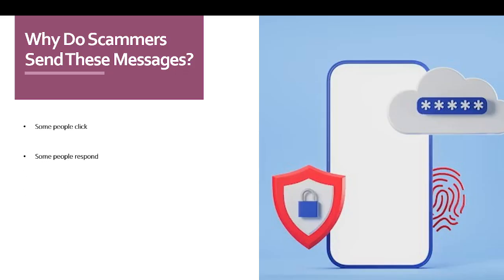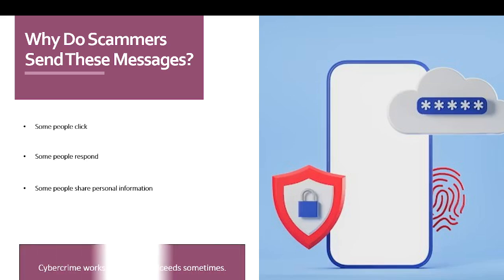Mostly, some people respond, not just click. Some people respond to their messages. Some people also share their personal information after clicking and responding to their messages. Some people also just dance to their tune. But the question is this: cybercrime works because it succeeds sometimes. That's why I say even if out of 1,000 persons, one person clicks it, it means that it works for them. So why would they stop?